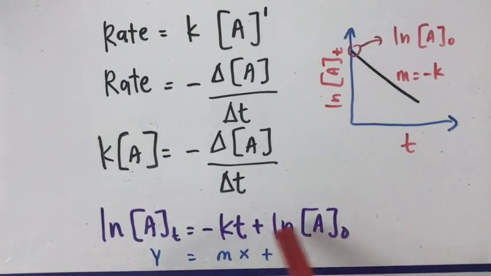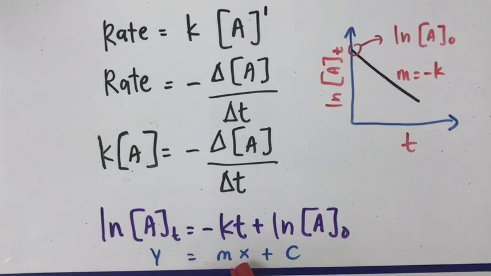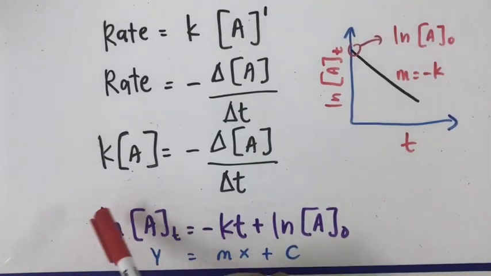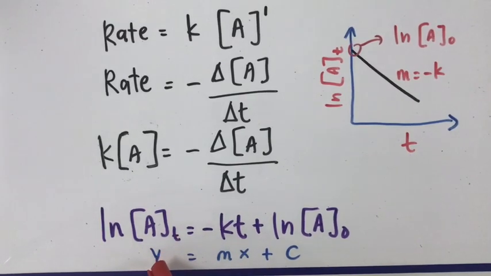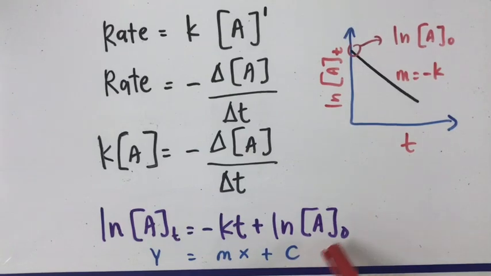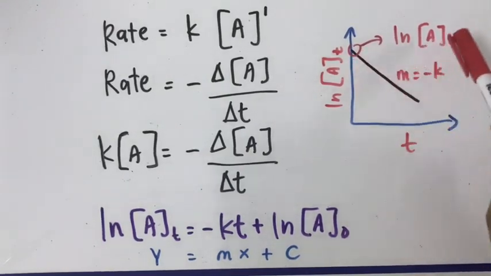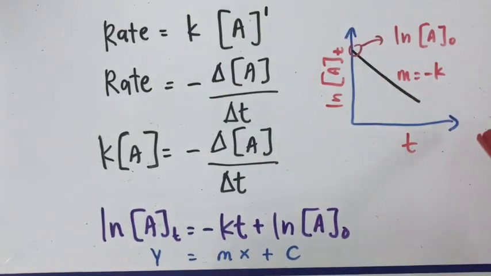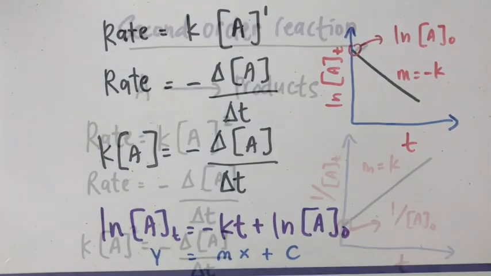When we relate this equation with the straight line graph, y equals mx plus c, we can say that ln[A]t is the y axis, negative k is the m, or the slope or gradient of the graph, t is the x axis, and ln[A]0 is the c, the intercept at the y axis. So we can see the overall graph here for a first order reaction.